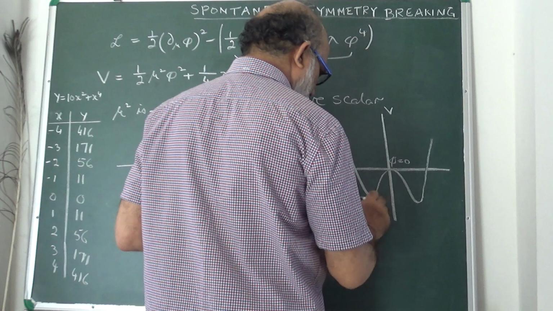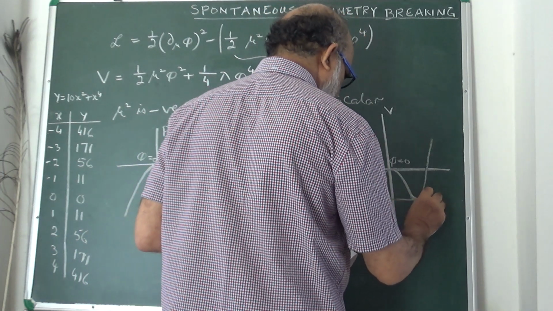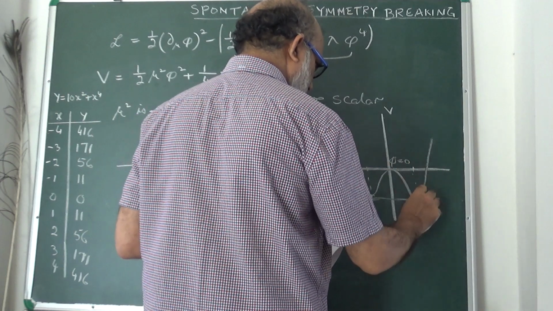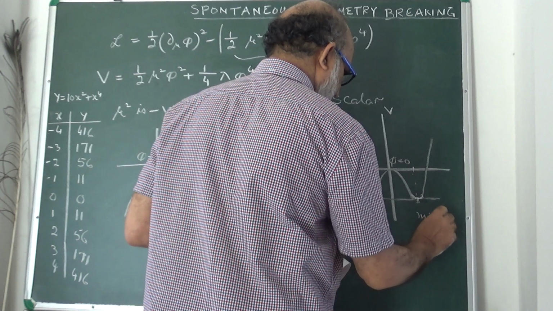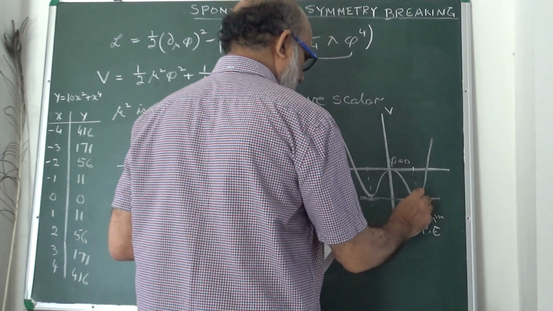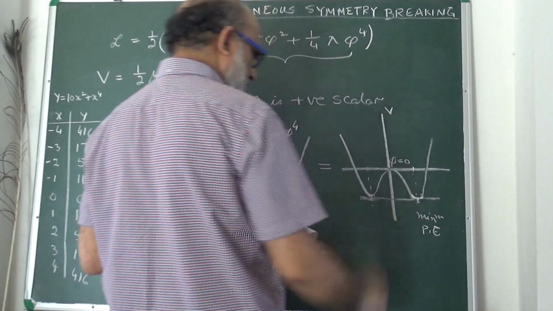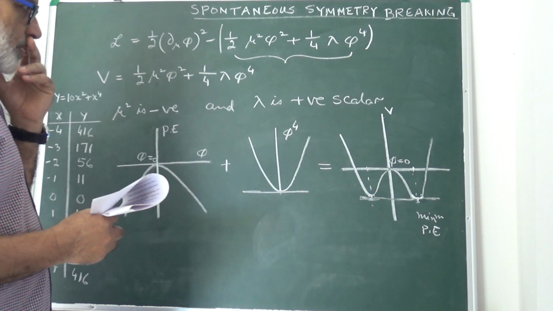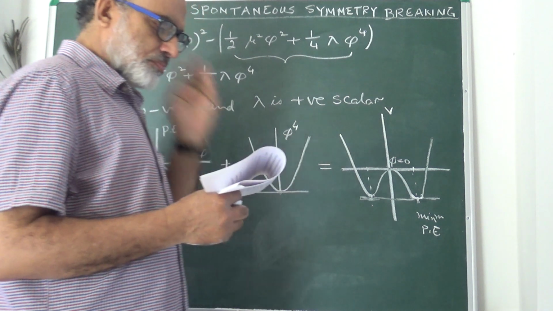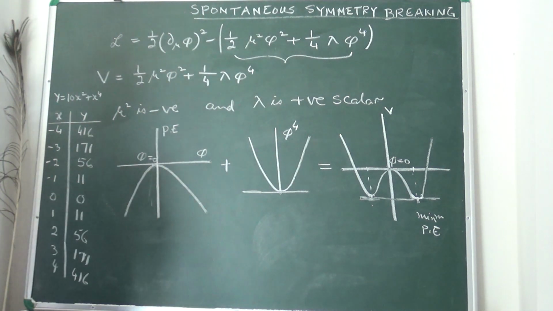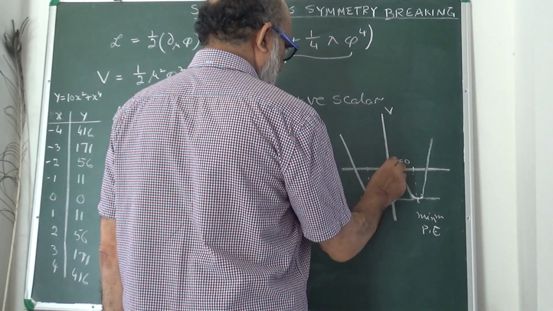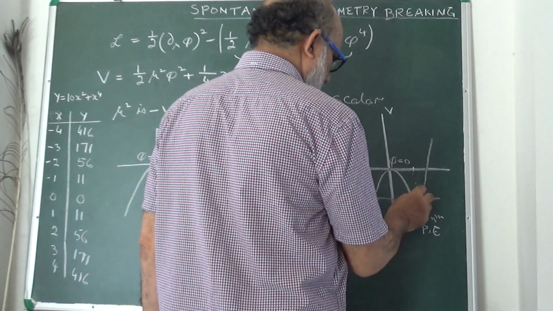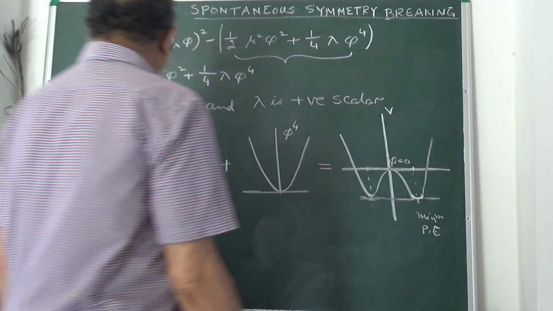so we have the minimum value of the potential energy not at phi equal to 0, but at two different values of the field, at this point and at this one. This is the minimum potential energy, which is less than 0. The potential energy is 0 here, but less than 0 at the minima. In this graph the field has two possible values. In this case, the field cannot be stable at phi equal to 0. It has to fall either on this side or this side. The minimum stable point for the field will be either this or this.